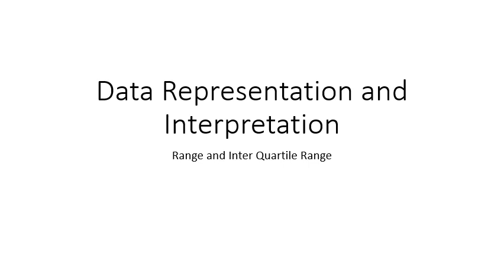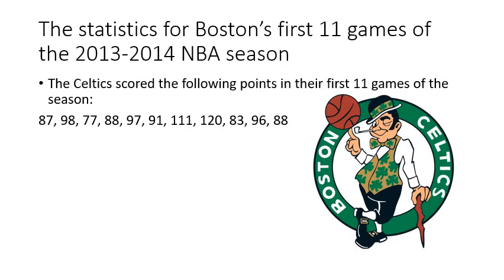So this video tutorial looks at the mathematical stream of data representation and interpretation, and more specifically we're going to focus on range and interquartile range. For the sake of range and interquartile range, we're once again going to use the statistics of the Boston Celtics' first 11 games for the 2013-2014 NBA season. As we can see, as in our previous video, we've got the scores for their first 11 games right here. So we're going to use that to determine the range and the interquartile range.